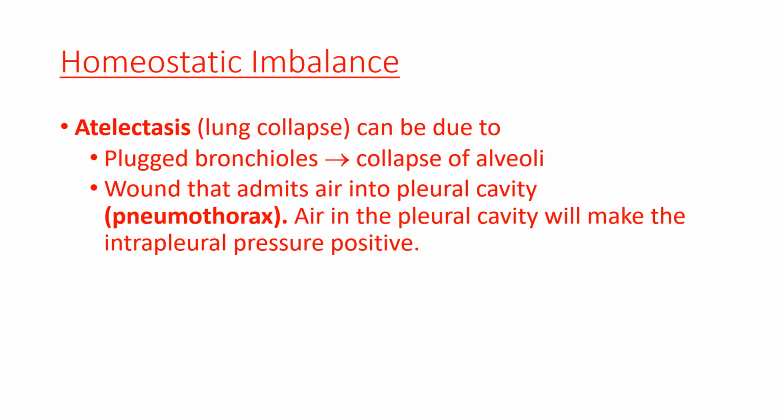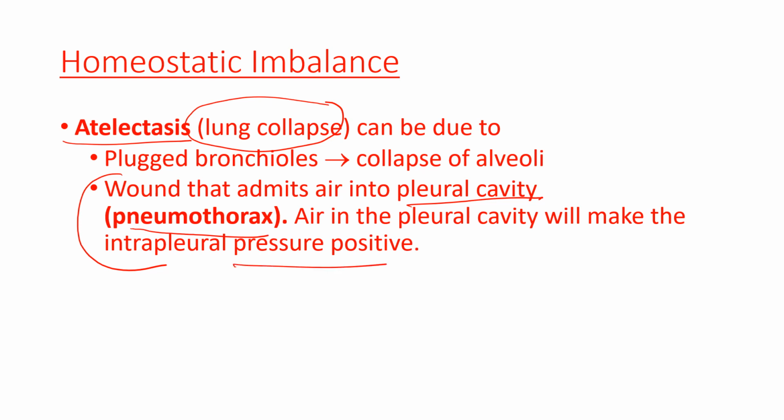A homeostatic imbalance would be a lung collapse. Atelectasis is a lung collapse. What can cause a lung collapse? Well, let's mess with the intrapleural pressure. Anything that allows air to go into the pleural cavity. For example, a stab wound, a puncture wound will create pneumothorax, air into the pleural cavity, which compromises the negative pressure. It becomes positive. There is nothing pulling on the lungs now. The lungs collapse. It could also be a broken rib that maybe punctures the lungs, or the pleural cavity of the lungs. Another thing could be simply an infection. Plugged bronchioles will do it.